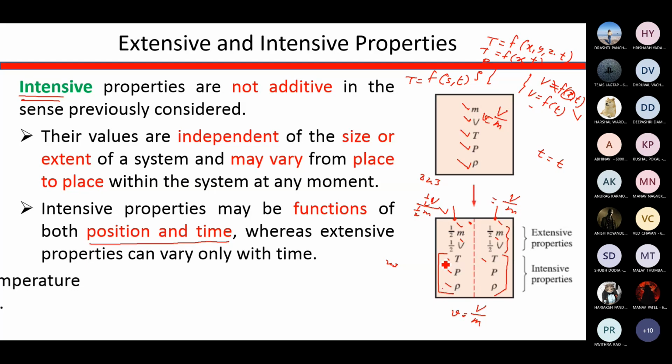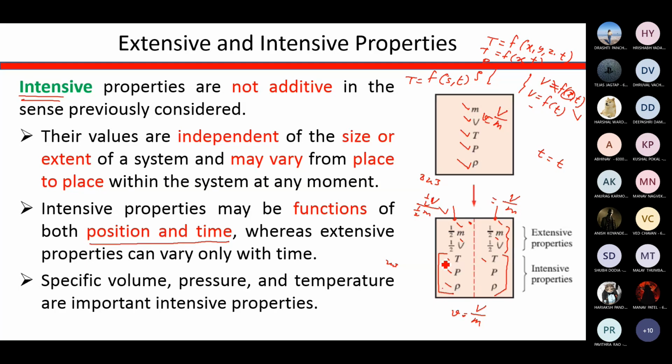Remember this. So specific volume, pressure and temperature are important intensive properties. So we will be using these values more frequently. So you should note on this. Specific volume, we'll be using symbol small v, the pressure P, and the temperature capital T. These three are the important intensive properties which we are going to use widely here.